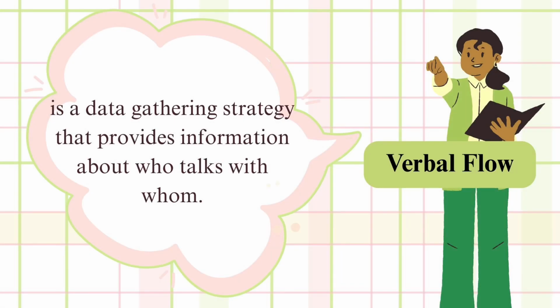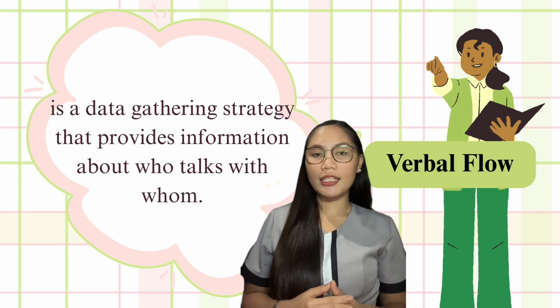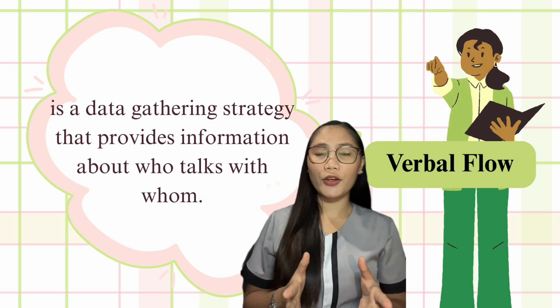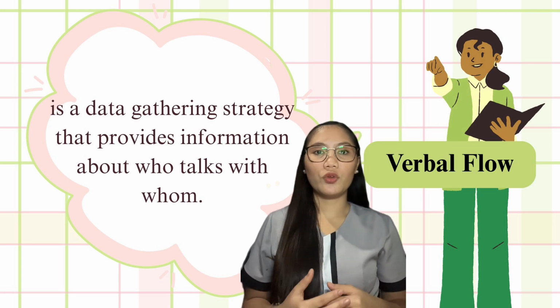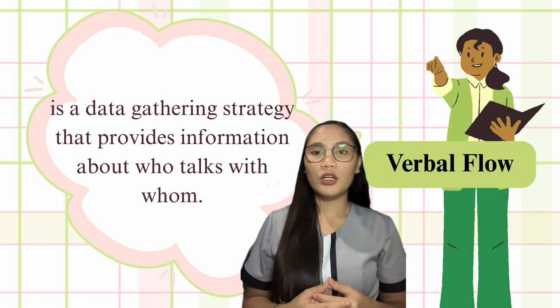Now let's proceed to verbal flow. It is a data gathering strategy that provides information about who talks with whom. This observation technique is used to track classroom interactions. So here, the observer will use a seating chart with the students' names and draws arrows to show who is talking to whom during the lesson.